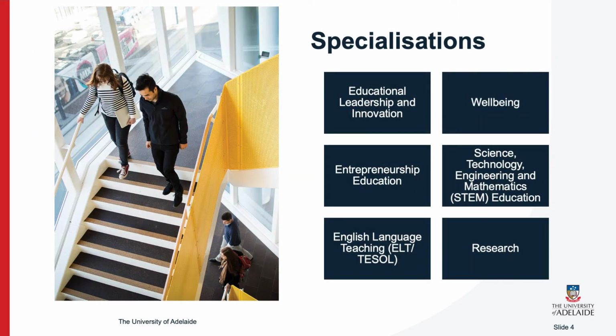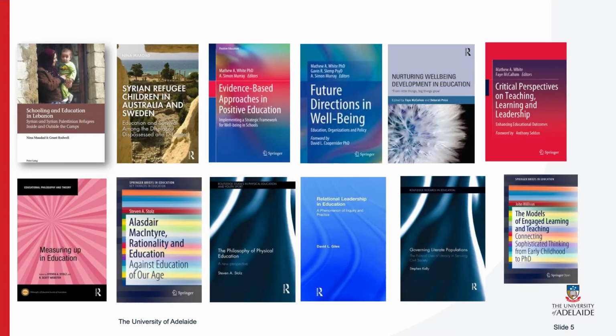Our Master of Education degree has 6 specialisations, and these include Educational Leadership and Innovation, Wellbeing, Entrepreneurship Education, STEM Education, English Language Teaching, and also our Research specialisation. One of the benefits of joining the University of Adelaide to study the Master of Education is that you are taught by people who are researching in each of these specialisation areas. So it's more than likely that you will be taught by someone who is currently writing significant research focusing on the various areas of your specialisation.